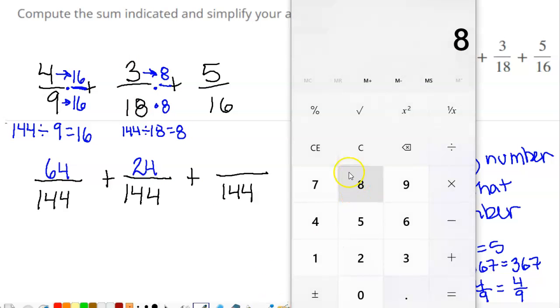I'm going to double check my work. 3 times 8 is 24. 18 times 8 is 144.